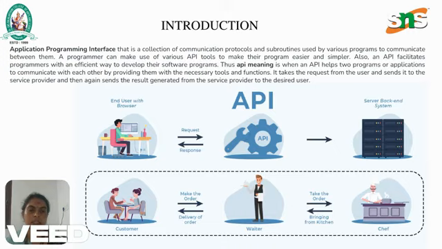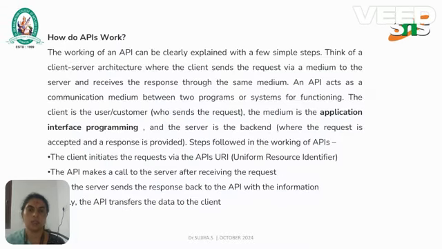Likewise, the waiter plays the role of an API, where the customer is the one who requests a service, and the chef is the server who responds to the client. So this is how an API works. How an API works is explained clearly in the previous diagram, in the technical manner and in a real-time manner, where the client initiates the request via an API URI, and then the API makes a call to the server after receiving the request. Then the server sends the response back to the API with the information.